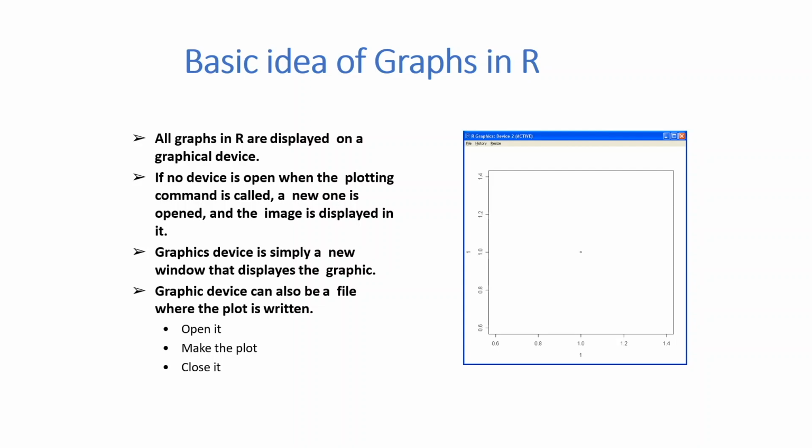So the basic idea of graphs in R: all graphs in R are displayed on a graphical device. If no device is open when the plotting command is called, a new one is opened and the image is displayed in it. A graphics device is simply a new window that displays the graphic. A graphic device can also be a file where the plot is written.